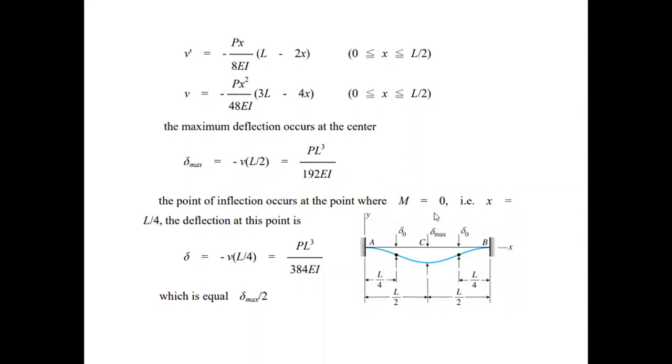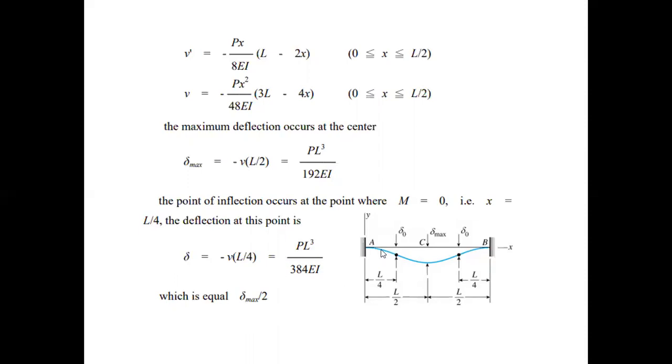moment is 0. That is at x equal to L by 4. The deflection is okay. So the moment is 0 at x equal to L by 4. We need to calculate the point of inflection over here. That is at L by 4. So at L by 4, instead of this value L by 2, we'll put x equal to L by 4, and at x equal to L by 4, it will be PL cube upon 384 EI, which is equal to delta max by 2.